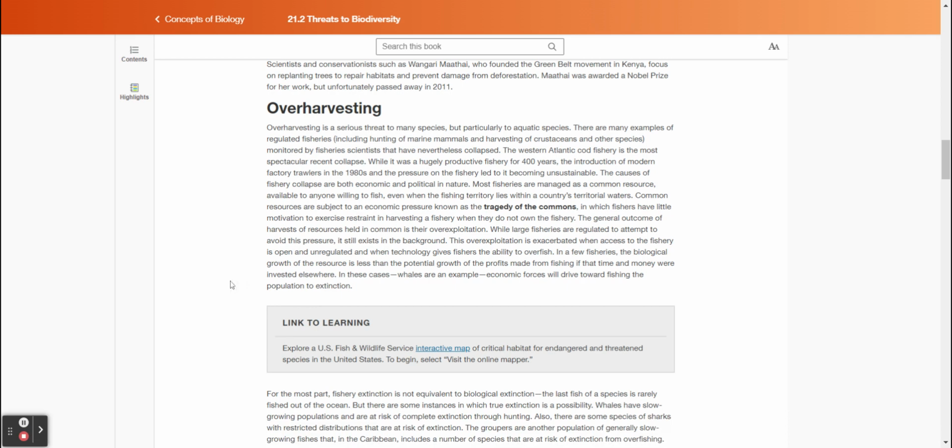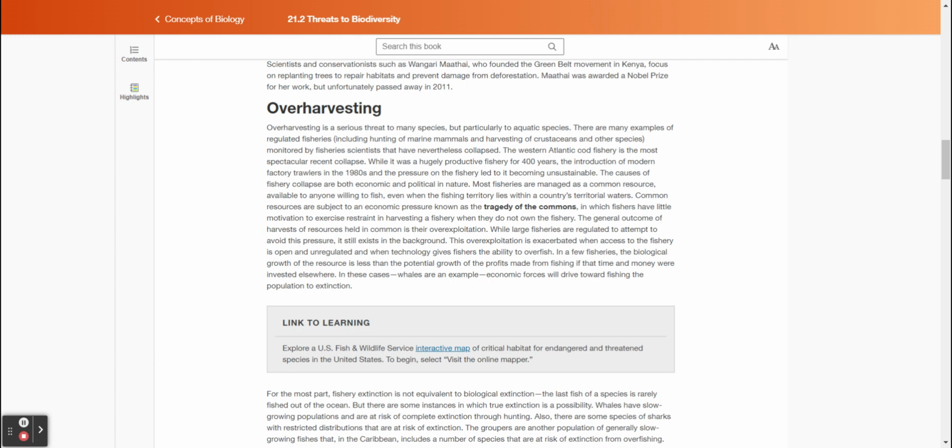Overharvesting. Overharvesting is a serious threat to many species, but particularly to aquatic species. There are many examples of regulated fisheries, including hunting of marine mammals and harvesting of crustaceans and other species, monitored by fisheries scientists that have nevertheless collapsed.